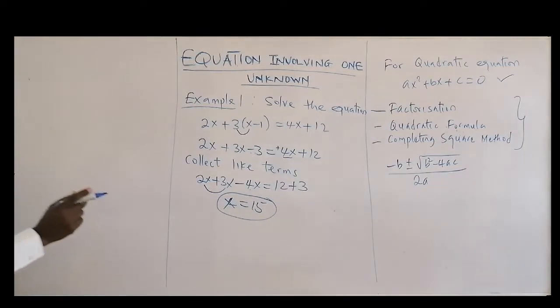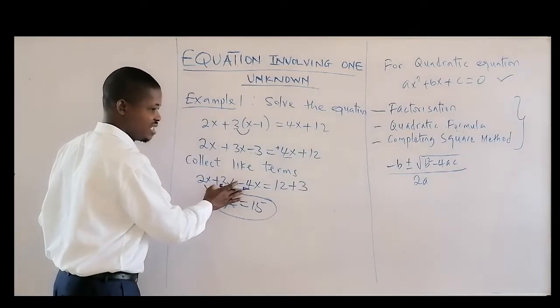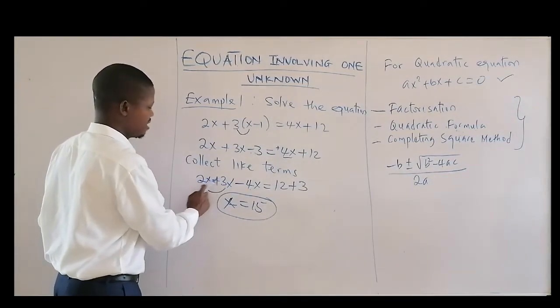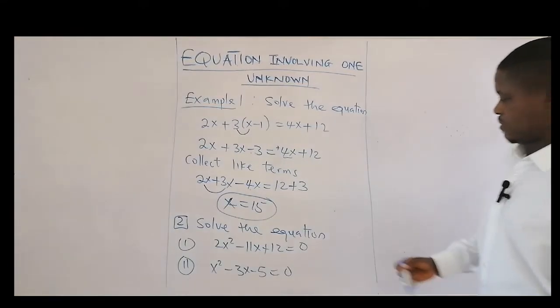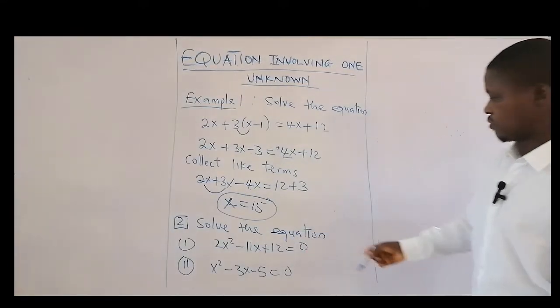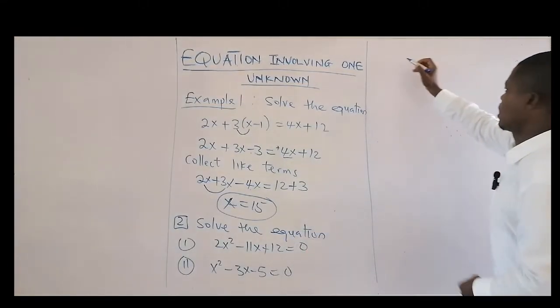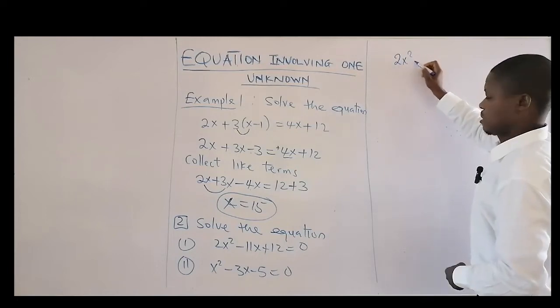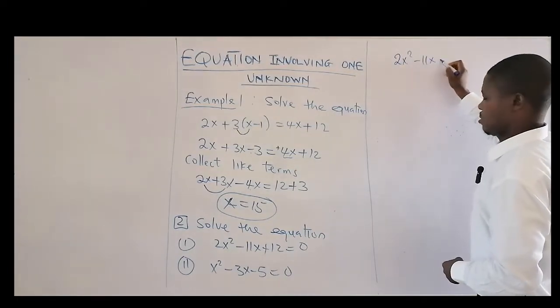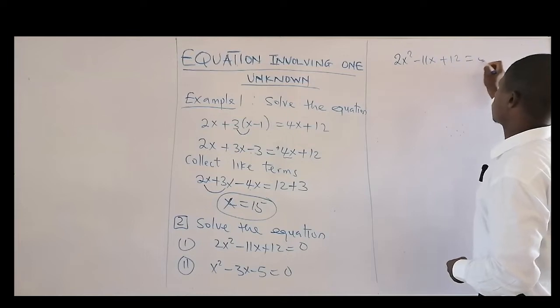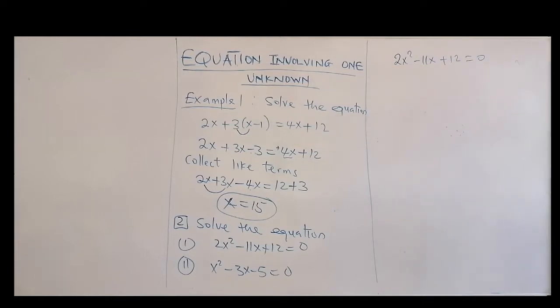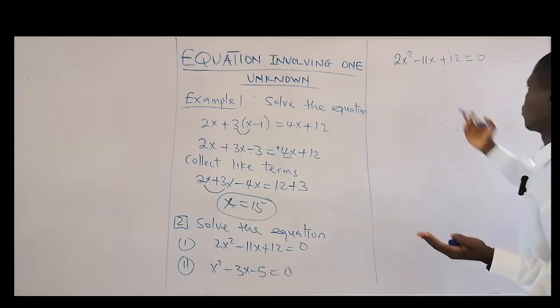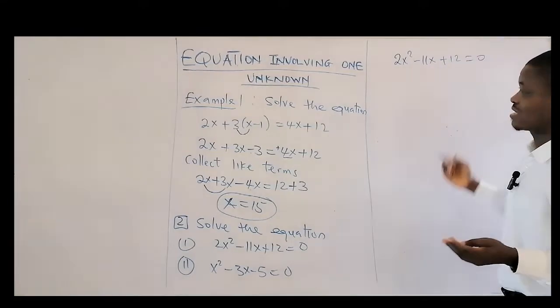Another thing I want to mention here is that before you can add any variables, the variables must be uniform, must be the same. Example 2: solve the equation. We have 2 of them. The first one is 2x squared minus 11x plus 12 equal to 0. All options are left for us to decide. The unknown here is just the x variable.